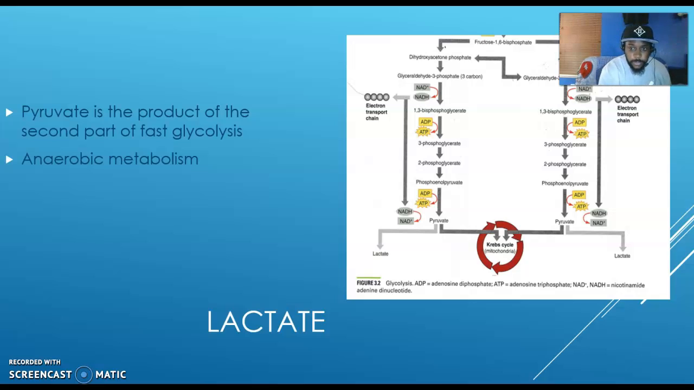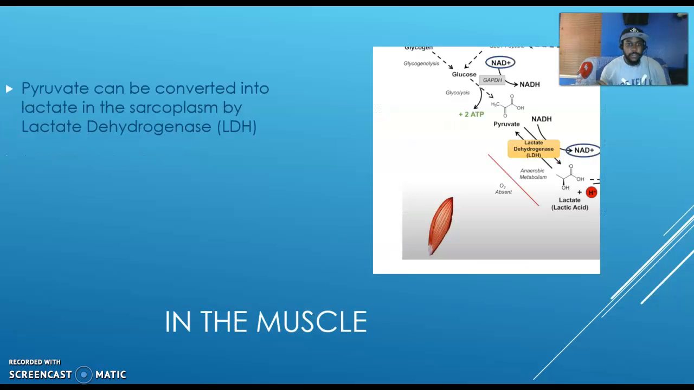So, this all starts with fast glycolysis. Pyruvate is a product of the second part of fast glycolysis, which is anaerobic metabolism, when oxygen isn't present. When oxygen is present, pyruvate goes to the Krebs cycle. So pyruvate can be converted into lactate in the sarcoplasm by the enzyme lactate dehydrogenase, aka LDH.